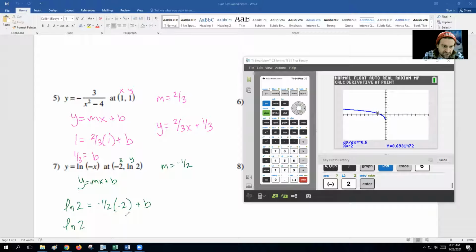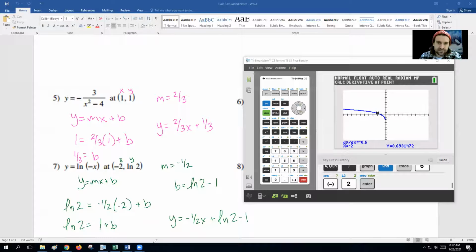So we get the natural log of 2 equals 1 plus b. All we need to do is subtract that 1 over from natural log of 2, and so that just becomes natural log of 2 minus 1. So a kind of weird equation that we're going to get here, but we'll get y equals -1/2 x plus natural log of 2 minus 1. So not the prettiest looking answer, but that was pretty easy to get.